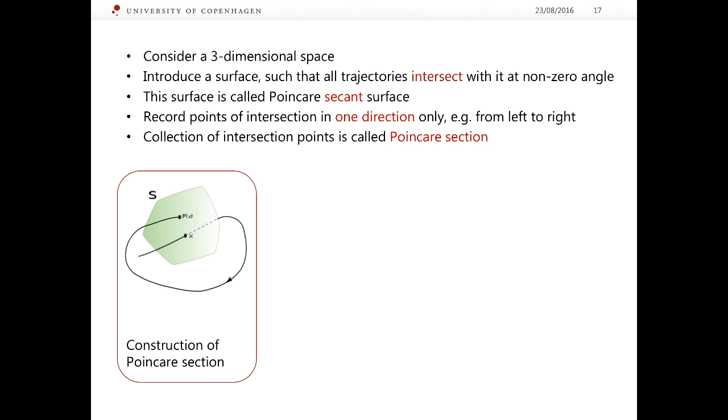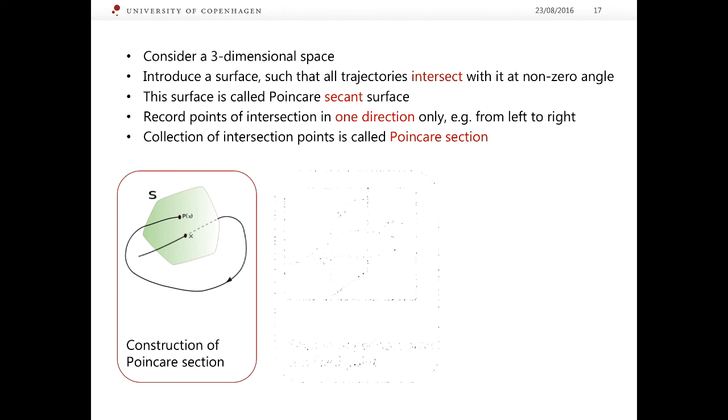So if we can find such a surface, this surface has a name, Poincare secant surface. Now we collect all points of intersection between the trajectory and the surface, but only in one direction. For example, as we can see in this picture, we record only points of intersection from left to right. And the full collection of such intersection points is called Poincare section.